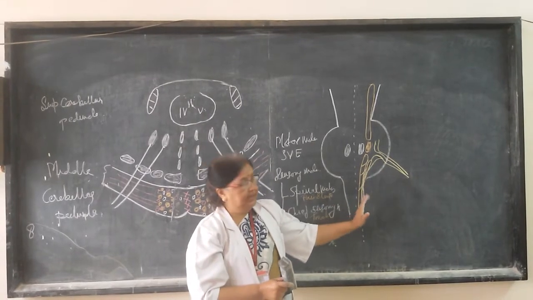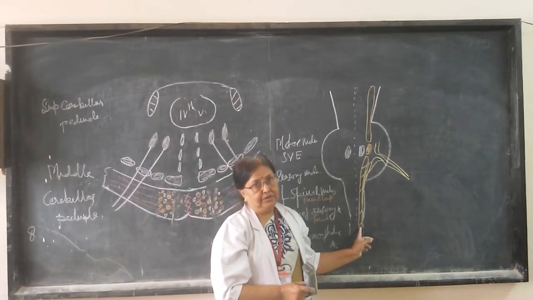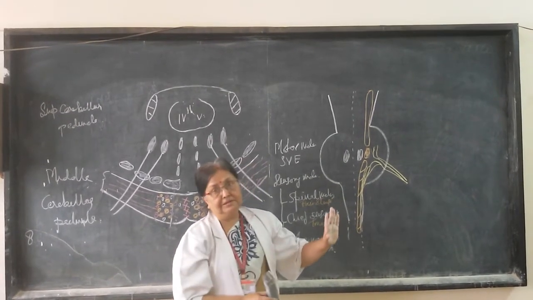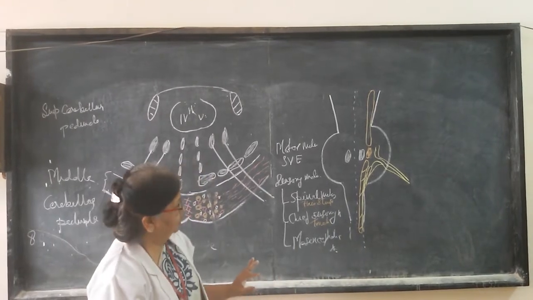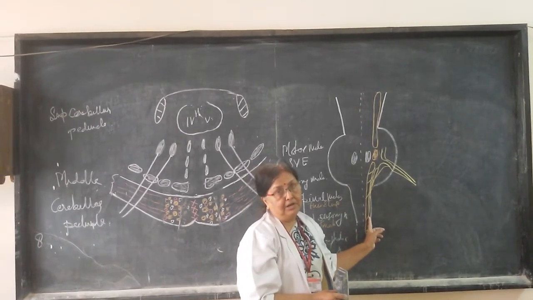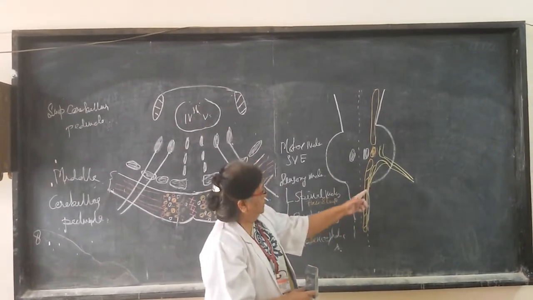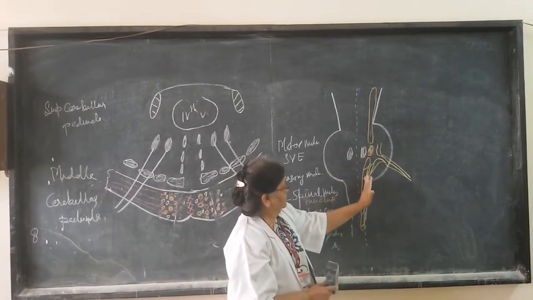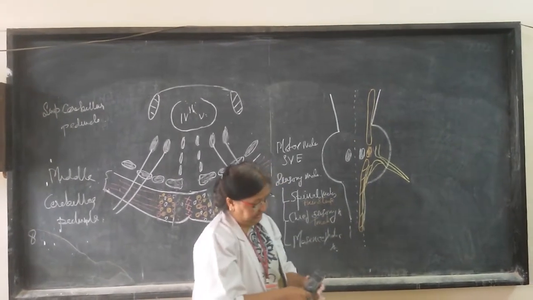The ophthalmic fibers remain most ventrally in the spinal tract, and they descend down up to the lower limit of the spinal nucleus. The maxillary fibers are intermediate in position in the spinal tract, and they descend up to the lower limit of the medulla oblongata. And most dorsally situated are the fibers of the mandibular nerve, and they descend up to the middle of the medulla. In this way, they are forming the spinal tract. So this is the spinal nucleus, and this is the spinal tract, the descending fibers.